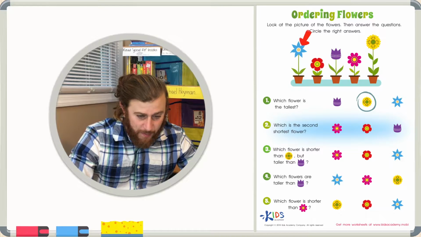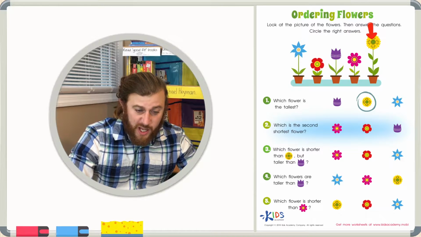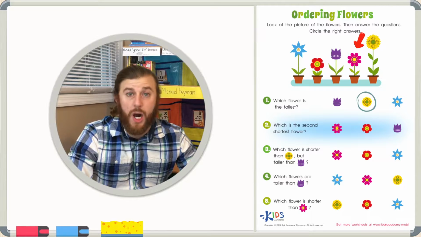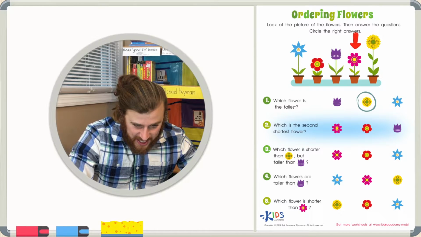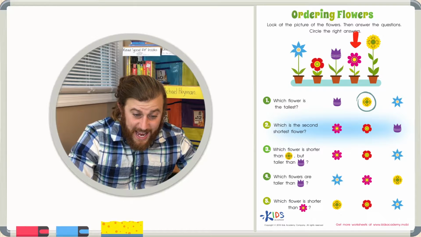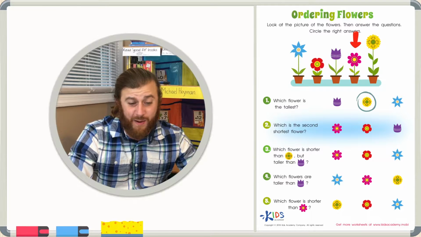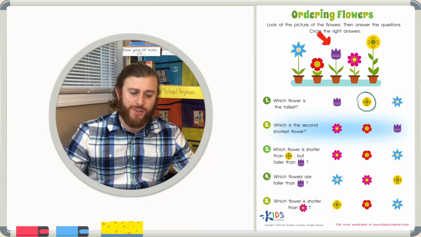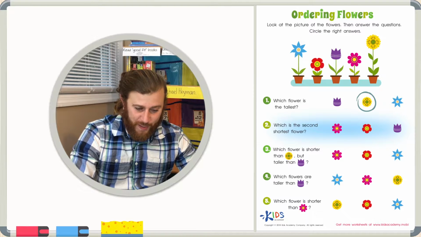The blue flower is shorter than the yellow flower, but it's still taller than the purple flower and the pink flower. The pink flower is the second shortest flower. It is shorter than all the other flowers besides the red flower. The second shortest flower is the pink flower. Let's go ahead and circle the pink flower.